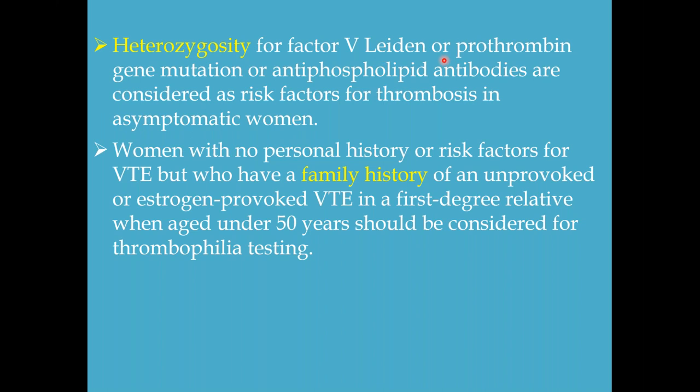Heterozygosities for factor V Leiden or prothrombin G mutation or antiphospholipid antibodies are considered as risk factors for thrombosis in an asymptomatic woman. A woman with no prior personal history or risk factor for VTE, but who has a family history of unprovoked or estrogen-provoked VTE in a first-degree relative when age is under 50 years, should be considered for thrombophilia screening. This is about the thrombophilia screening.